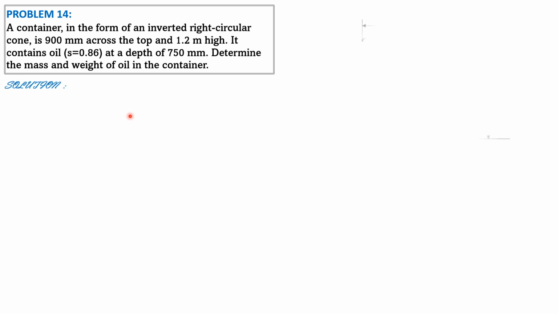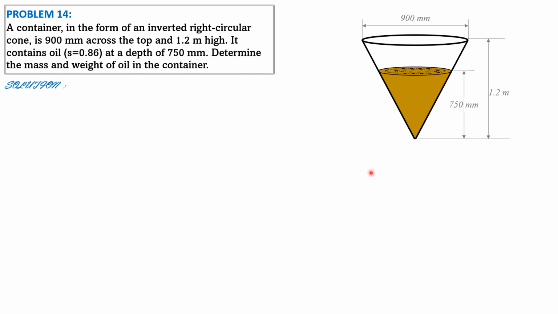So for the solution, here is the given figure, and the depth of oil in the conical container is 750 mm. The height of the container is 1.2 meters. Then the diameter at the top is 900 mm, so the radius is 0.45 meter or 450 mm. Then the volume is unknown, specific gravity of oil 0.86.